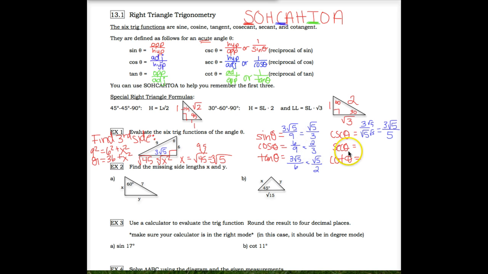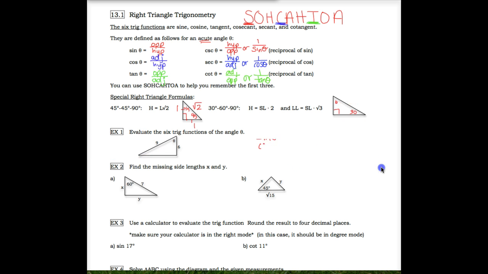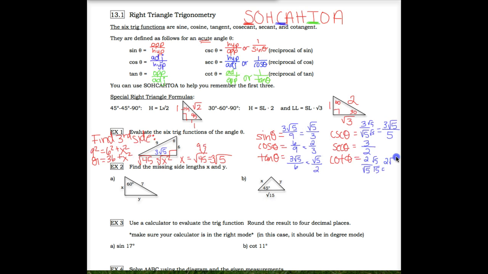Secant is easy when you reciprocal it. There's no work to do. 2/3 reciprocal is 3/2. Cotangent, I've got a reciprocal radical 5 over 2, so 2 over radical 5. And again, I have to rationalize because I need my answer in simplest radical form. So 2 radical 5 over 5. So there are my 6 trig functions.